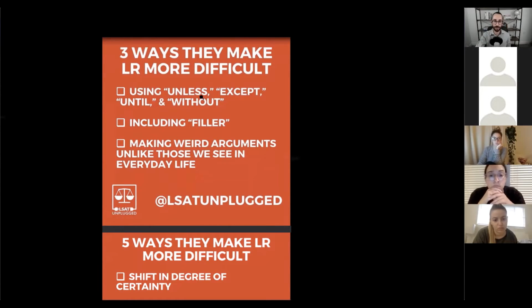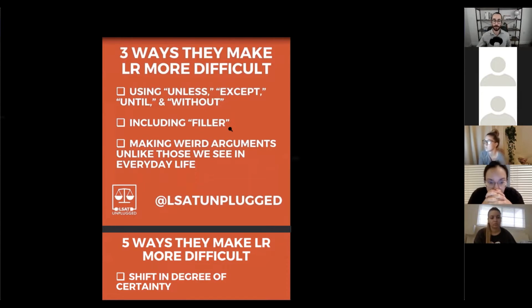Words like unless, except, until, and without often give folks trouble. It's beyond simply necessary and sufficient condition confusion, so you want to look at that. Are you getting trapped by filler or information that's irrelevant to the core of the argument? On the one hand, you may have things like evidence indicators and conclusion indicators, and you're good at those.